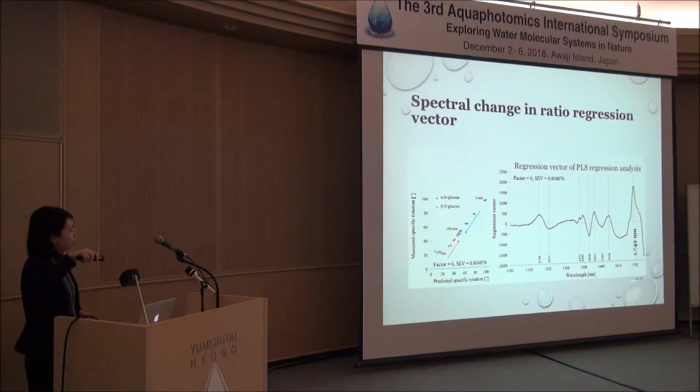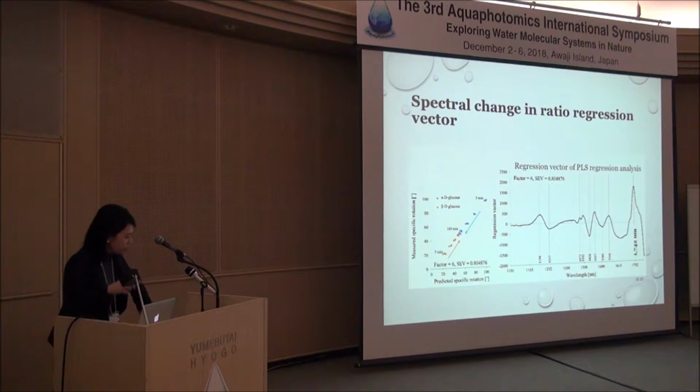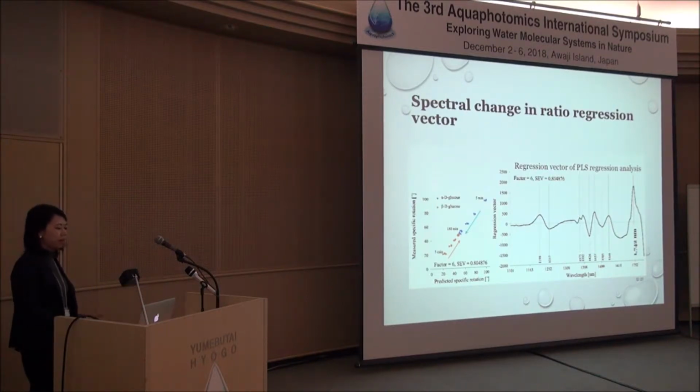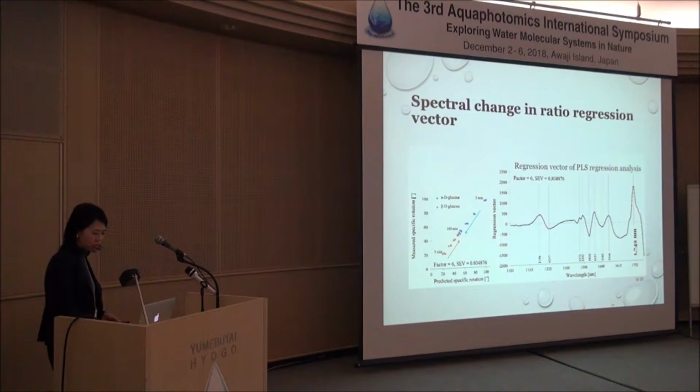And in the right panel, I show the regression vector of the specific rotation. The peak at 1742 nanometer appears again here, and it is the highest peak in the regression vector. Therefore, we conclude the absorbance at 1742 nanometer is the most important to distinguish the glucose anomers.